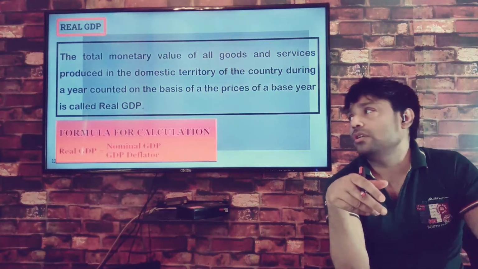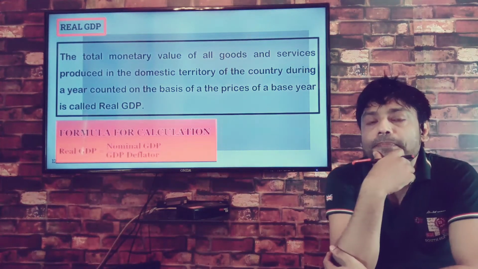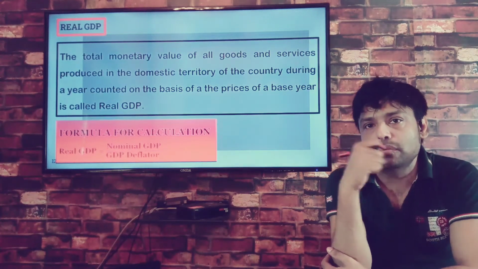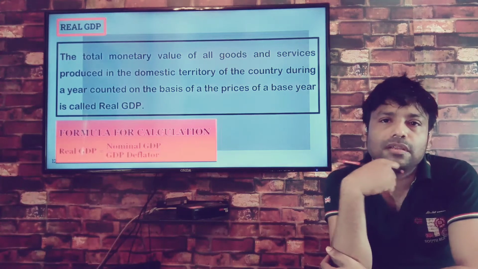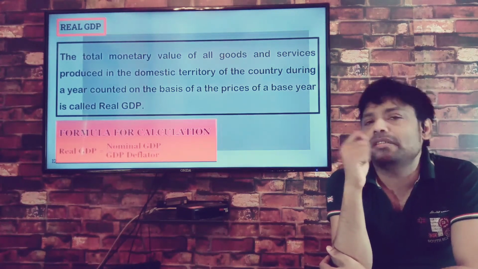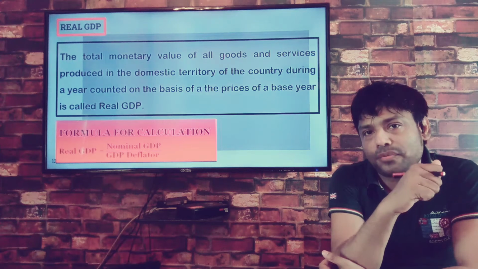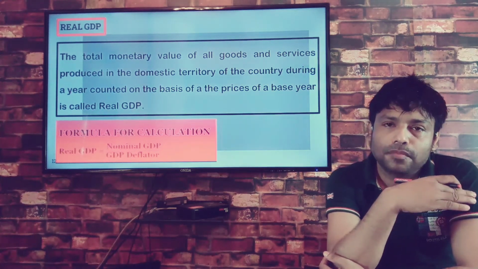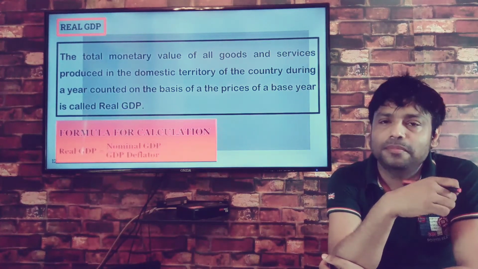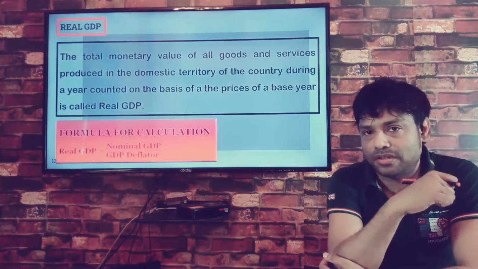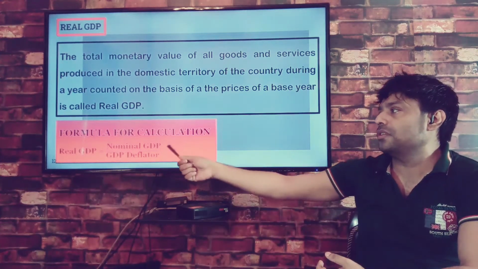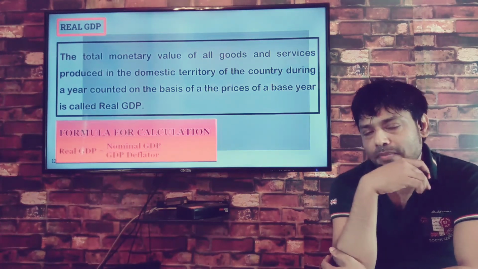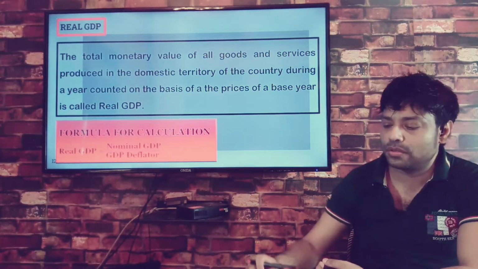You can see the definition of real GDP here. The total monetary value of all the final goods and services produced in the domestic territory of a country during a year, counted on the basis of the prices of a base year, is known as real GDP. The formula for calculation is this: real GDP is equal to nominal GDP divided by GDP deflator.